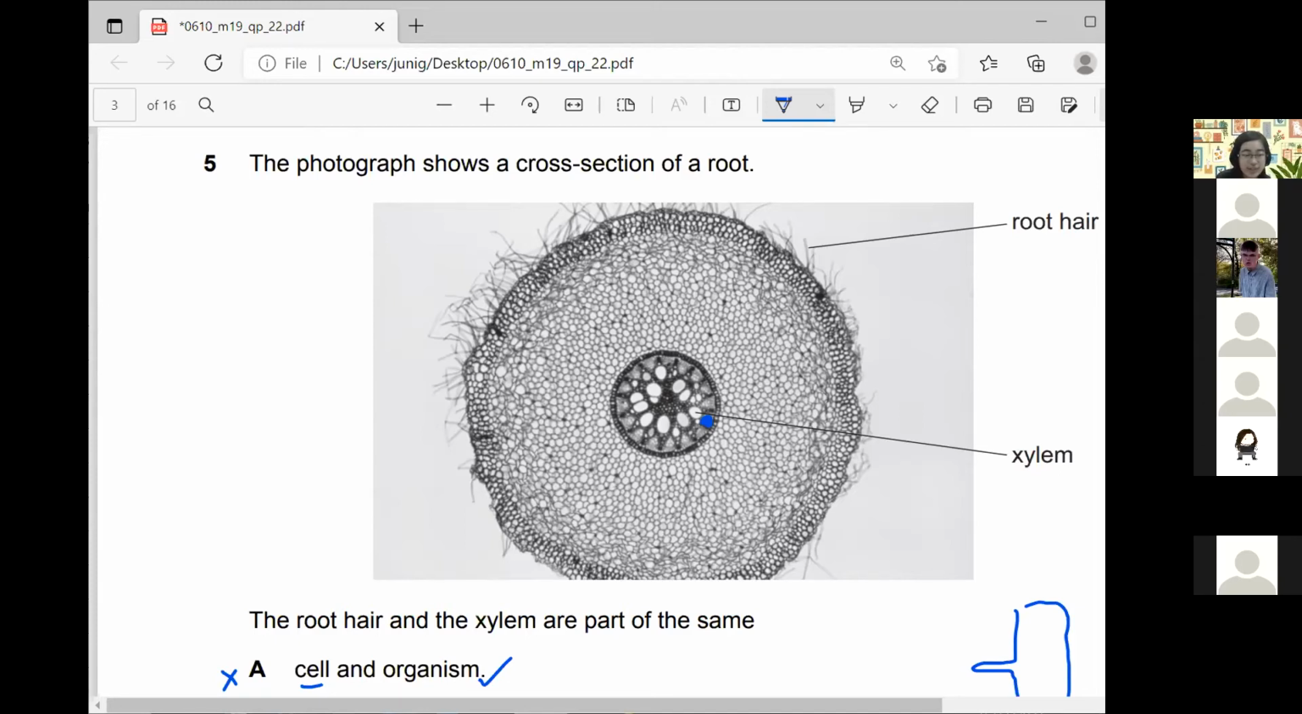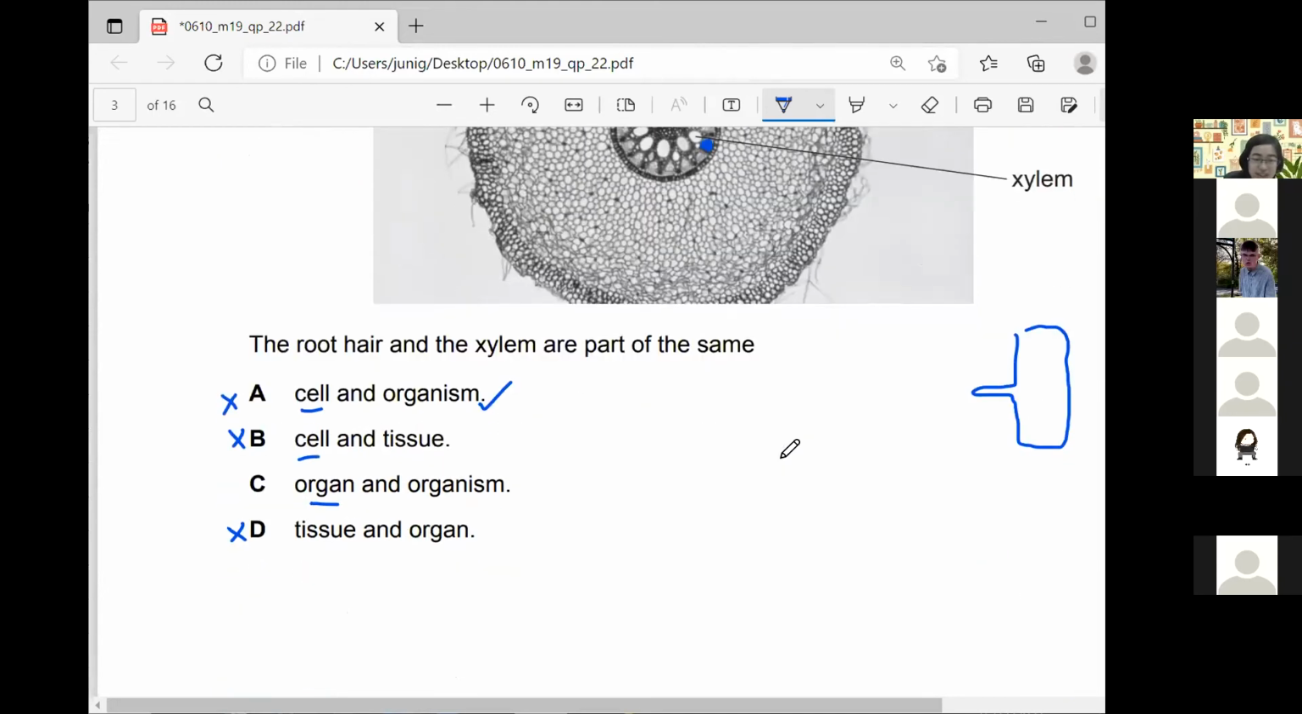Alright, which one is the dead organ? No, there's no dead organ, but the xylem is a dead tissue. Tissue is a collection of cells, identical cells. Alright, so xylem is a dead tissue, not a dead organ.